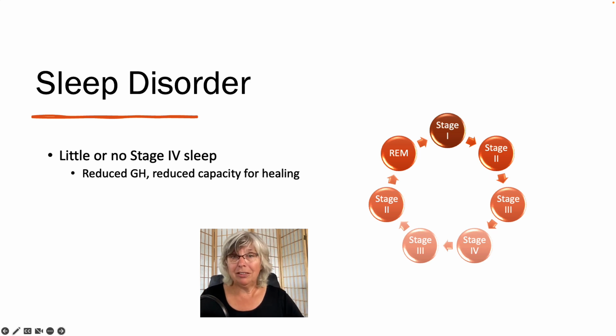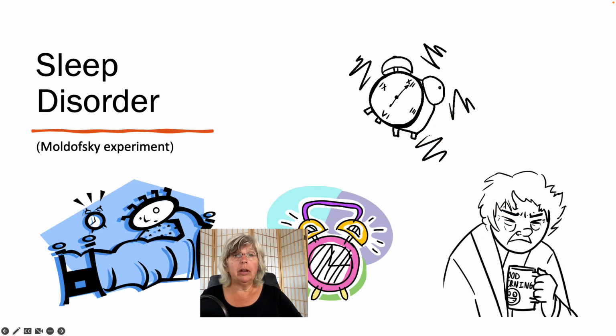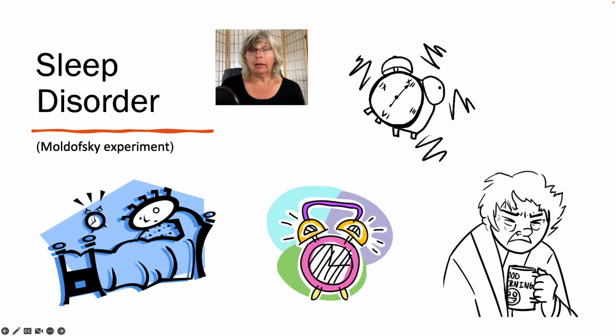If someone isn't getting stage 4 sleep and they have reduced secretion of growth hormone, which is supposed to happen during that stage, that means injuries are going to heal slower, more pain, more interrupted sleep, and it continues to reinforce that negative cycle.